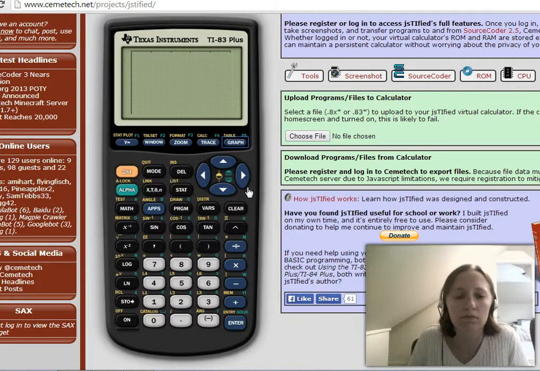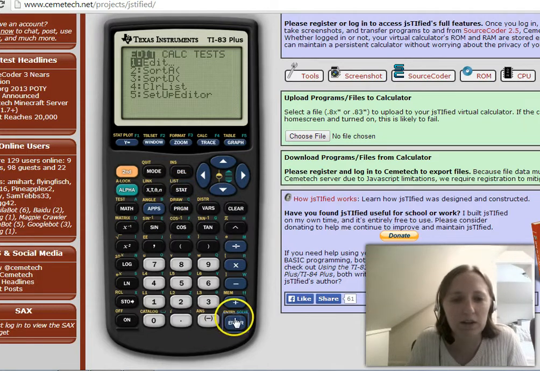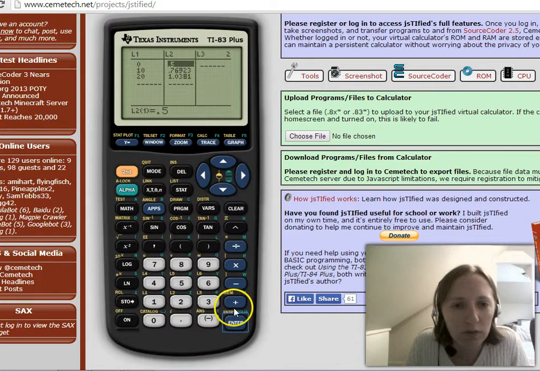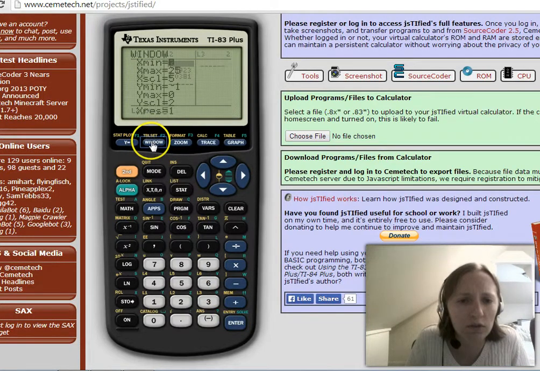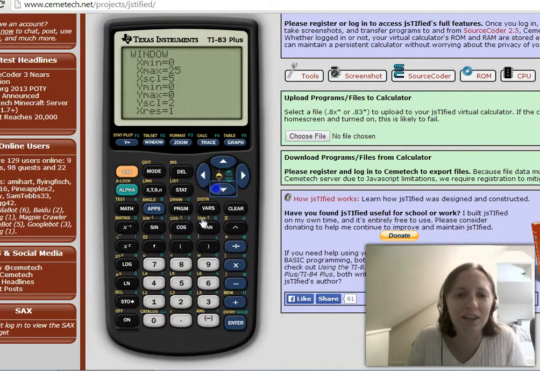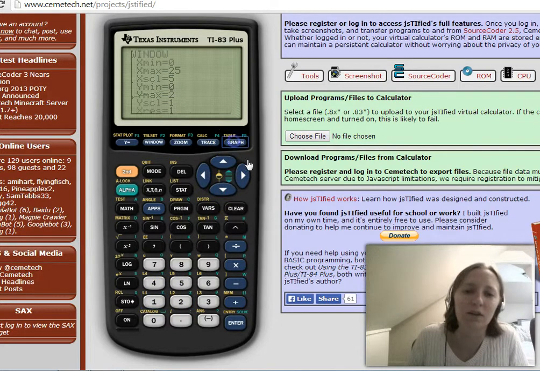Graph? It's not showing. What did I do? It's from 0 to 2. What did I do to my window? Yep, that's not it. That's 0. That's 2. My y scale is 1. Now, there we go. How about that?